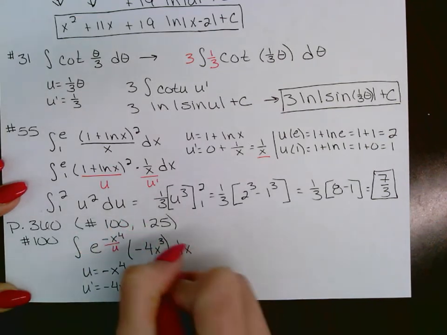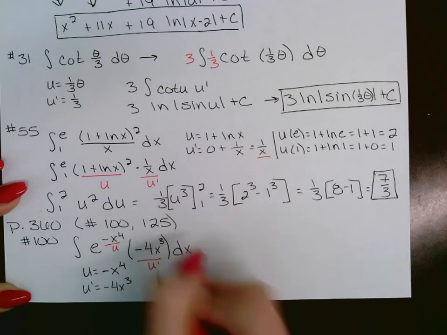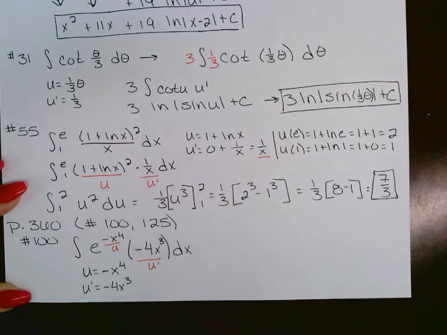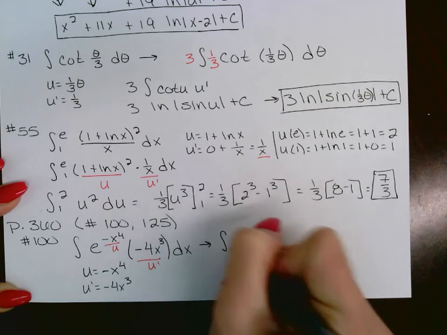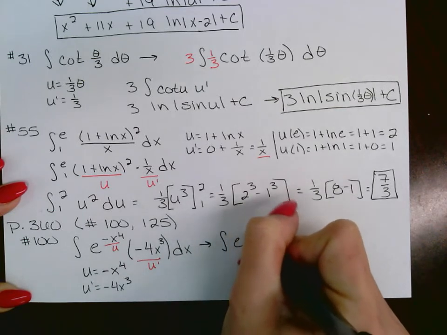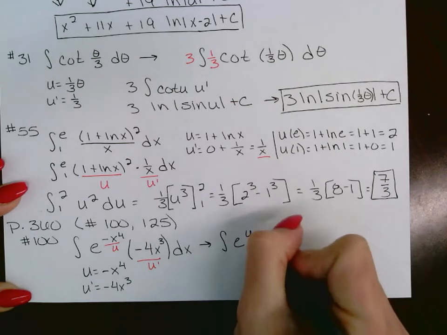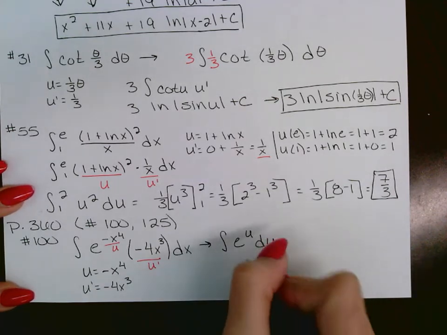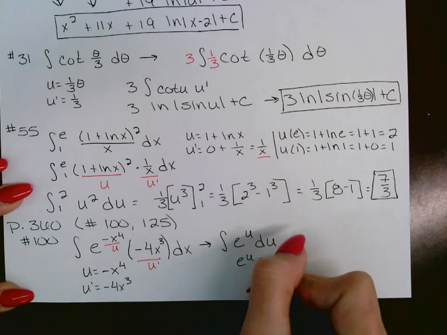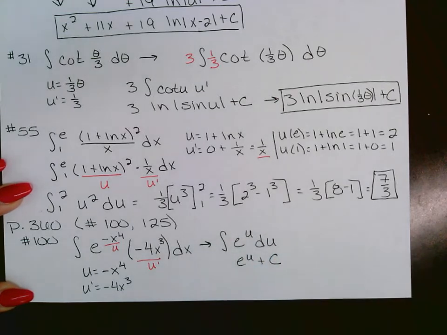Can you spot your u prime in this question? Yes, so this is a really neat, easy question, okay? Nothing is missing, nothing is extra, so I can rewrite this as the integral of e to u, and this changes into du. And of course, one of the easiest integral and derivative rules, what is the antiderivative of e to the u? Good, e to the u plus c. And what's my last step?